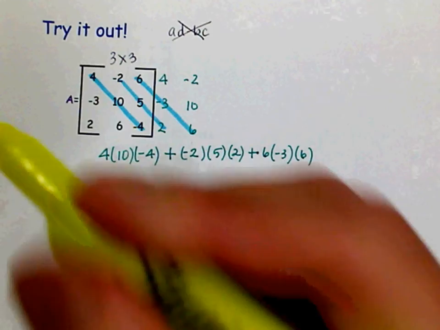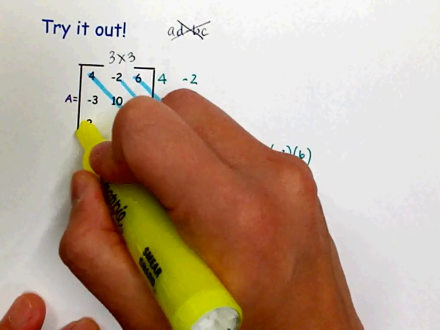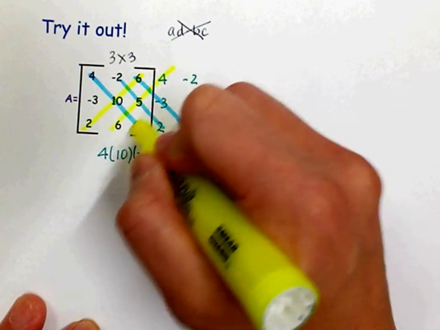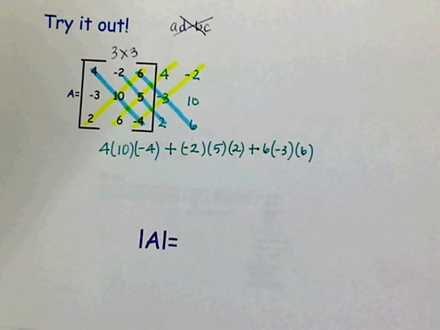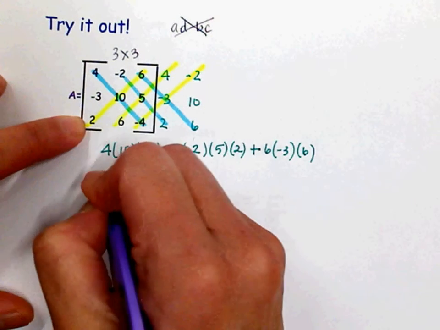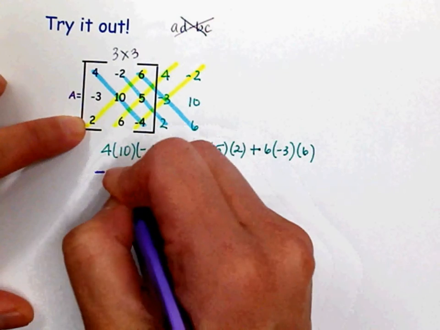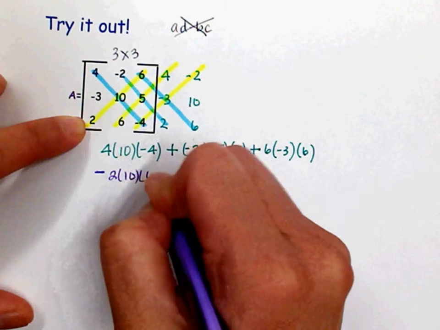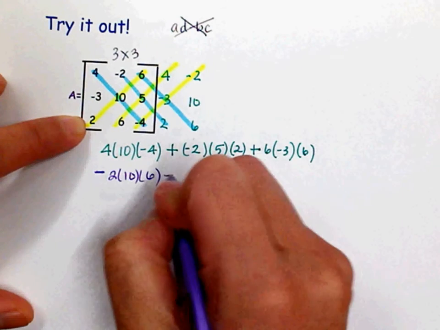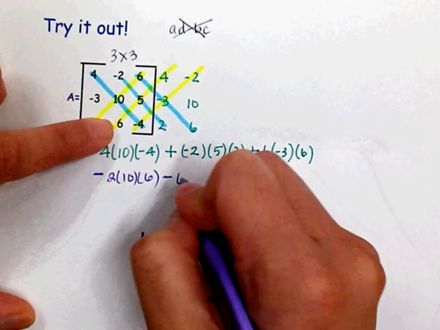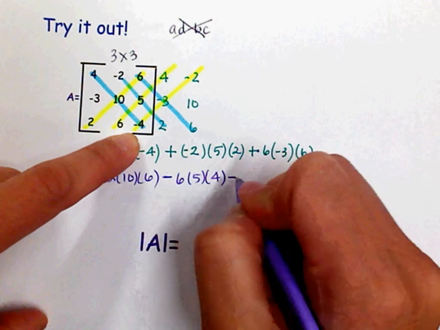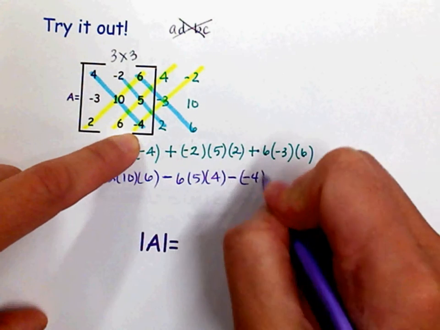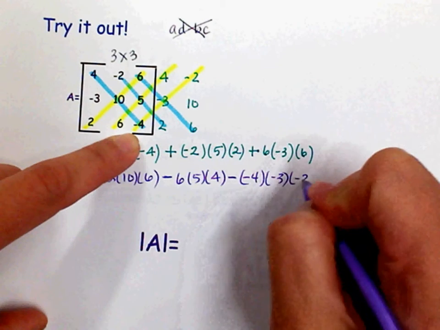Now, take the bottom left corner going straight up. Notice how I'm going straight up. Okay, I'm going to do it in purple. Here we go. Minus 2 times 10 times 6, minus 6 times 5 times 4, minus negative 4 times negative 3 times negative 2.